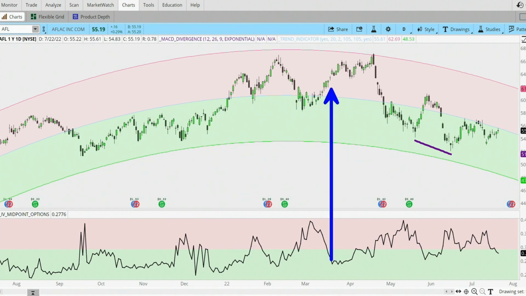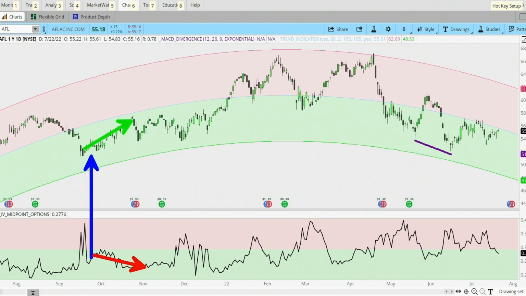Here we see low implied volatility. As price action rallied up, so did the implied volatility, making you money. Even back here, we have low implied volatility in the green zone. Price action shot up, but implied volatility crept a little bit lower, which is not typical because of earnings.